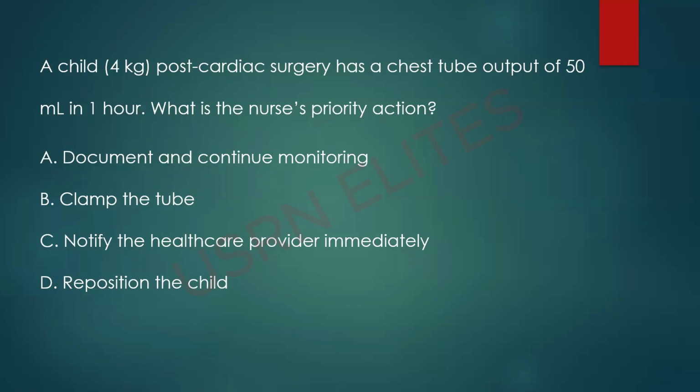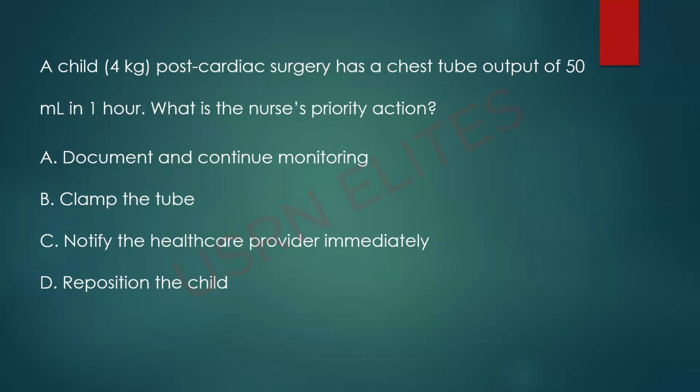A child, 4 kg, post cardiac surgery has a chest tube output of 50 mils in 1 hour. What is the nurse's priority action? Okay, what are we choosing? Someone said D. Someone just said C. Why are you choosing C?